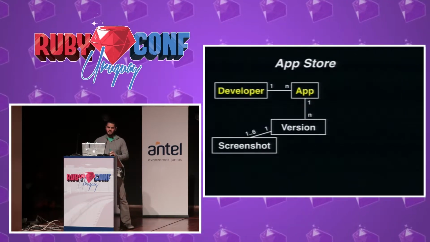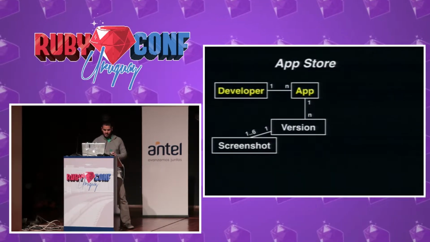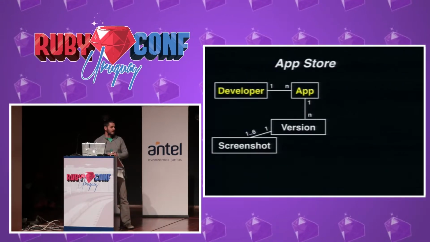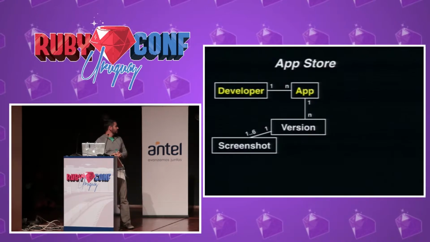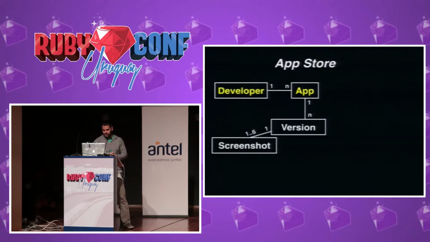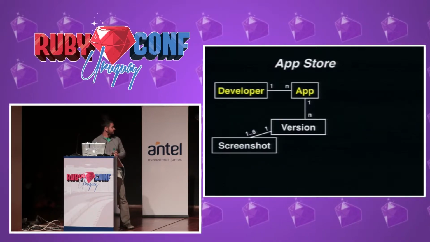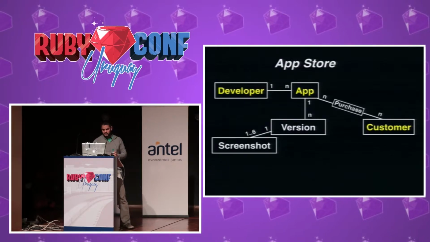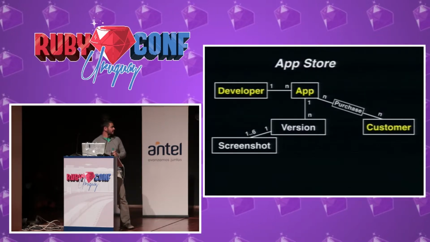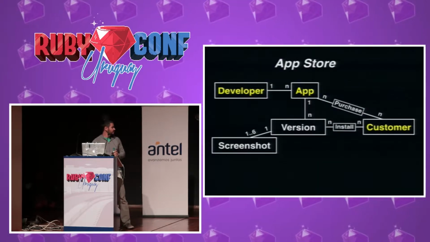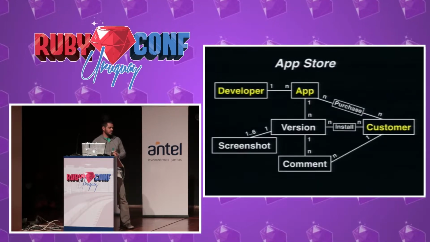So when you look at an app in the App Store, you see those screenshots, and these numbers here, 1 to n, mean you have one developer can have many apps, one app can have many versions, and one version can have 1 to 6 screenshots. And we have a customer, and customers can purchase apps, and customers can install specific versions of an app. And finally, customers can leave comments on their version.